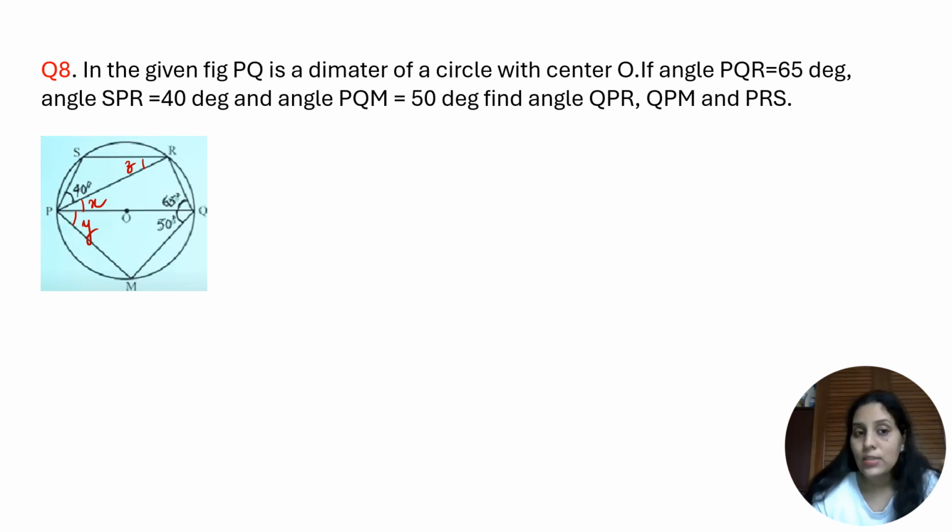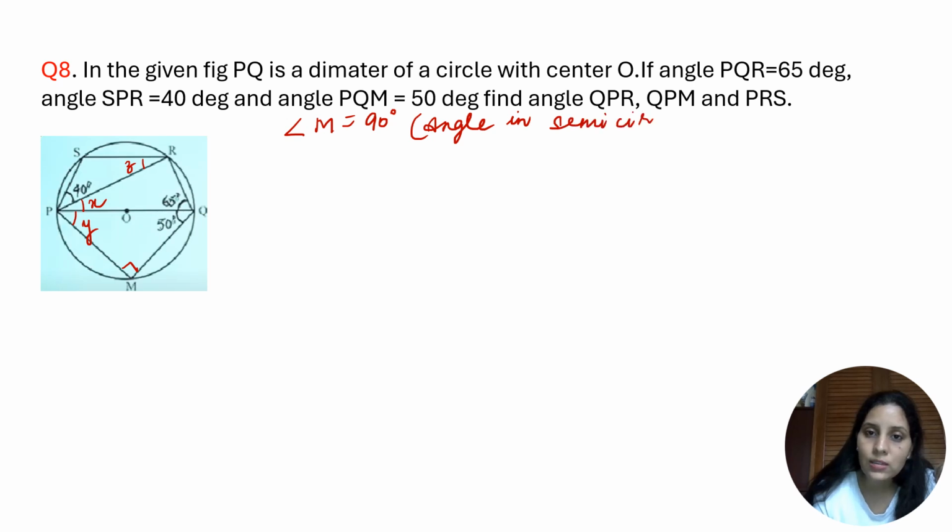So PQ is a diameter, so I can write angle in a semicircle. Again, angle M is equal to 90 because of angle in semicircle. Whenever you see that you have given the center, the diameter, angle in semicircle will definitely be used. I've seen in most of the questions.